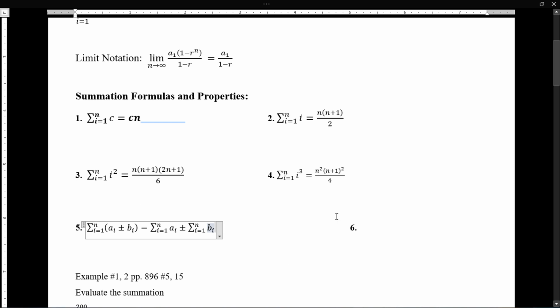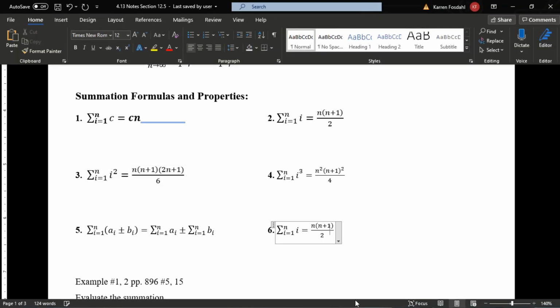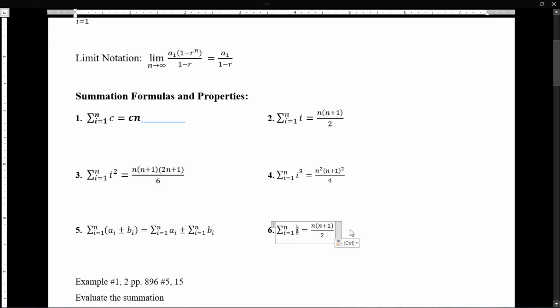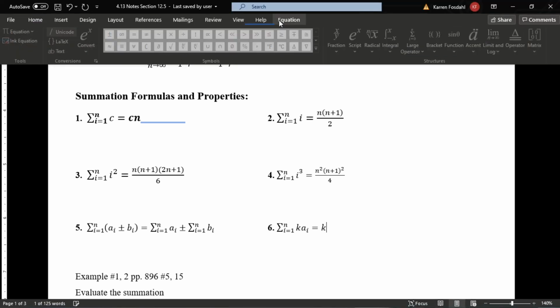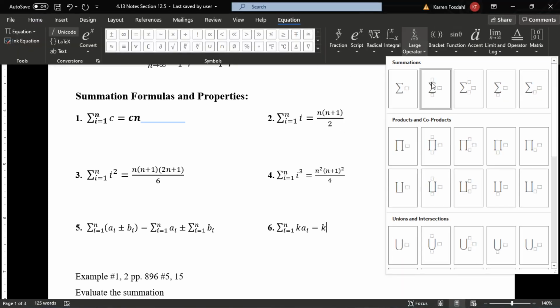Okay, so this is also the question about what about multiplication. So we have some k times a sub i. What's that going to mean? Okay. What that means actually is you can take the k and stick it outside the sum. Why is that useful?